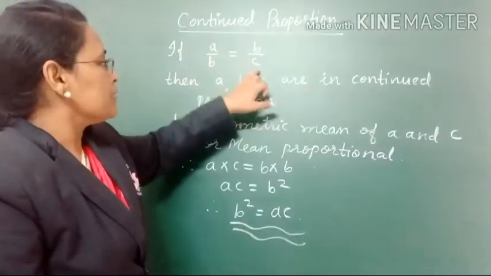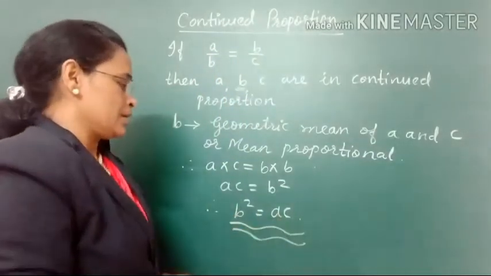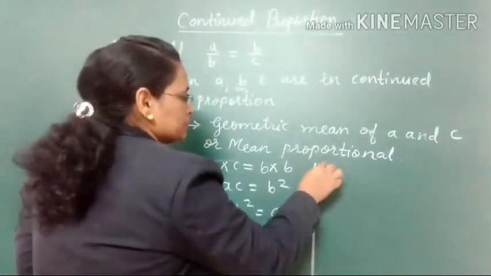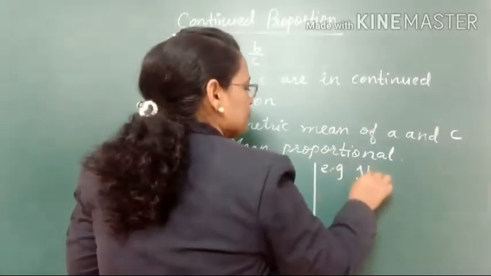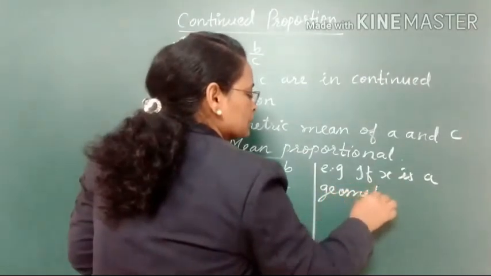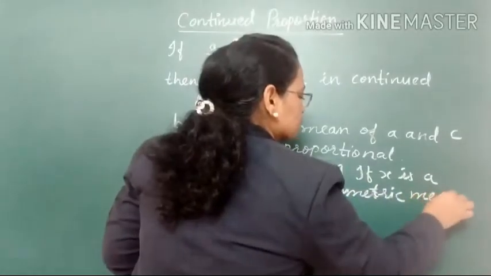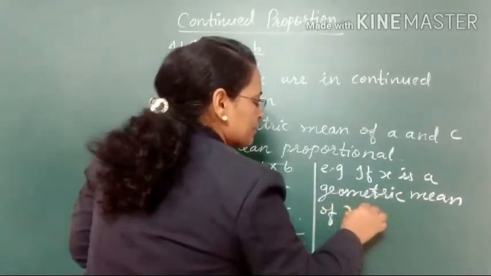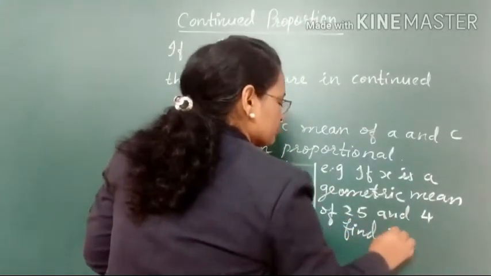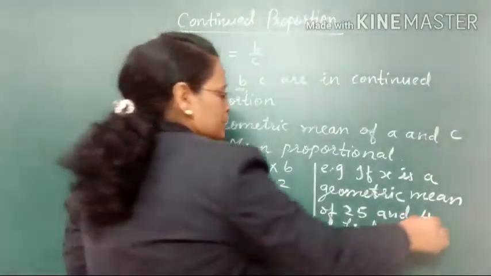So if we cross multiply here, A into C is equal to B into B, that is B square is equal to AC. So for example, suppose we are asked to find, if X is a geometric mean of 25 and 4, then find X.